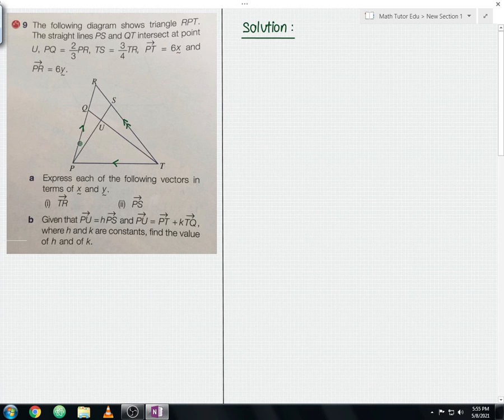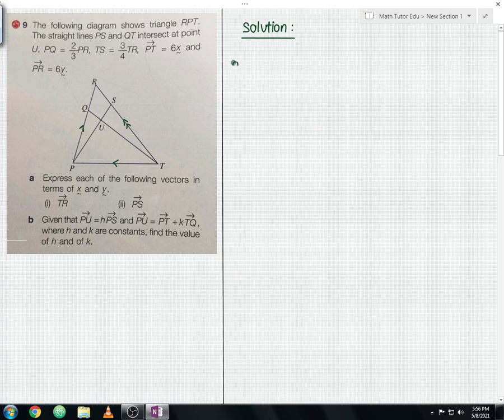In the question they gave us vector PT equals 6x, but we are required to find the vector TP, which is the opposite direction of vector PT. So it will be negative 6x over here. Next we need to plus the vector PR. Vector PR is already given here as 6y. Now you guys know how to solve this. Let's jump into the working now.